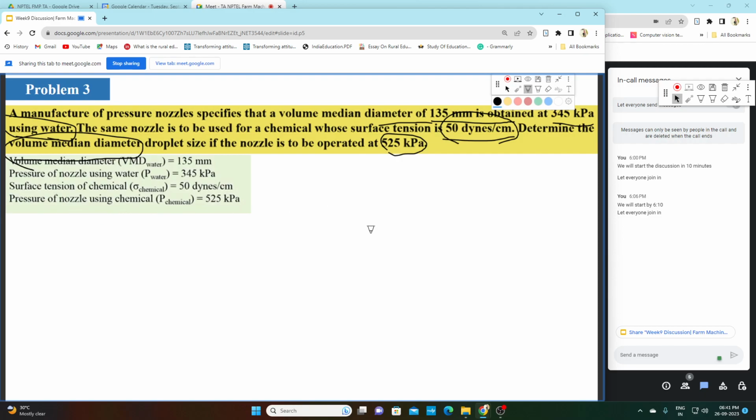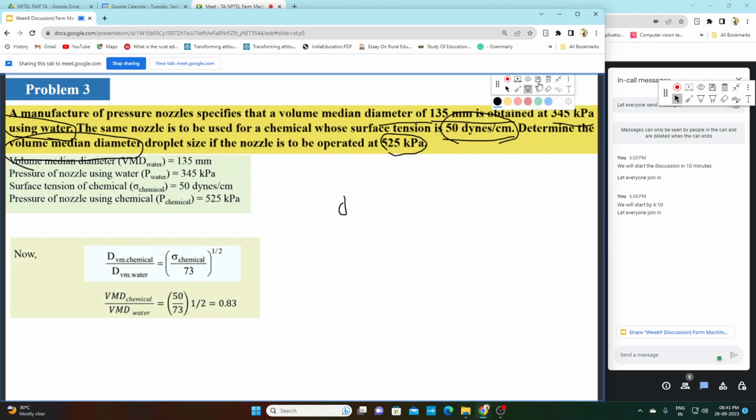So we already know this, let me use capital D for it. You already know this: D_VMD is directly proportional to sigma, the surface tension, to the power half. So when you know this, you can find out the D_VMD for the chemical at the same pressure. Here we are applying the same pressure.